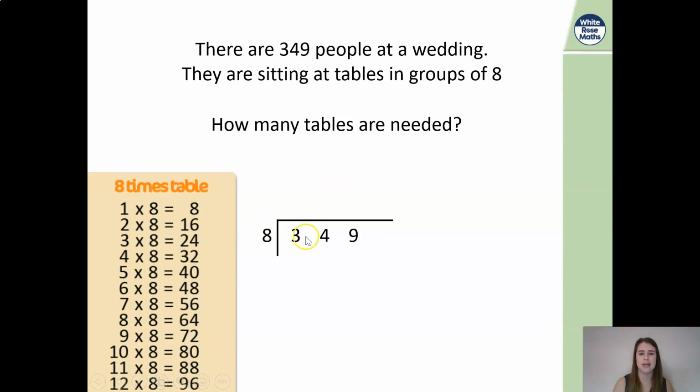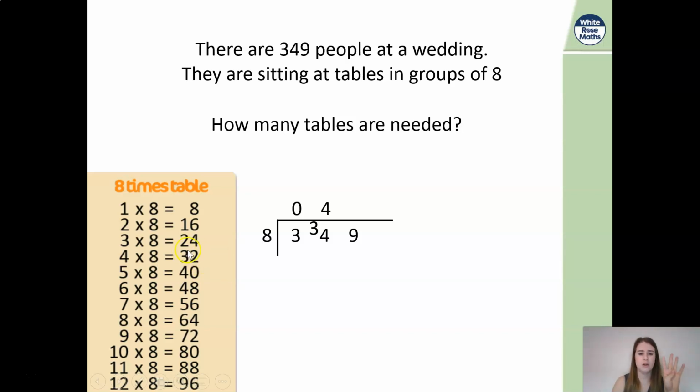So how many 8s can I get into 3? Well, I know I can't because 1 times 8 is 8, and that's not big enough. So my first number is going to have to be 0. So now what I'm going to do is I'm going to carry that 3 across, and it's going to make my new number of 34. So now I'm going to think, well, how many 8s are there in 34? Well, let's count them. So I can get 8, 16, 24, 32. Well, I can't get 5 lots of 8 in because that takes me to 40, so I need to go back to 4. So I can get 4 lots of 8 in.